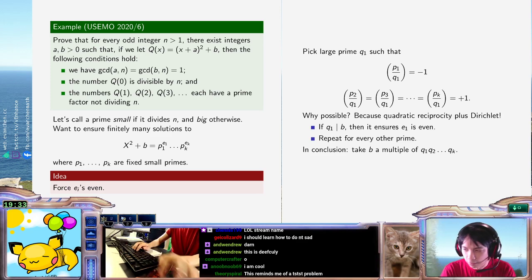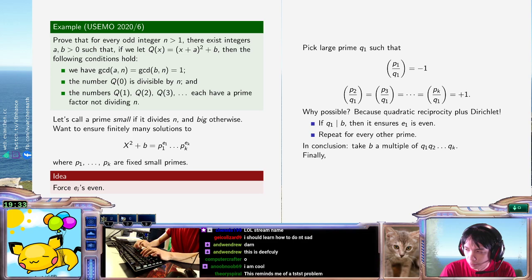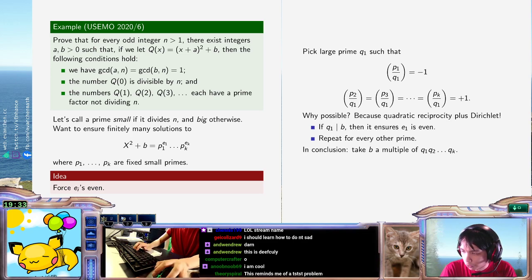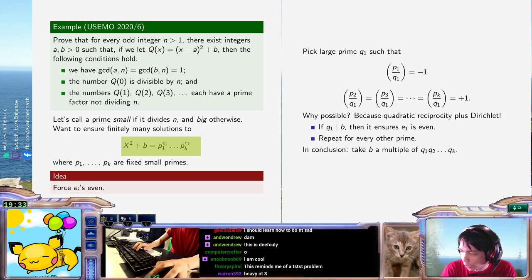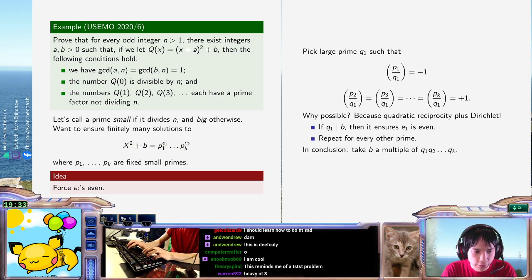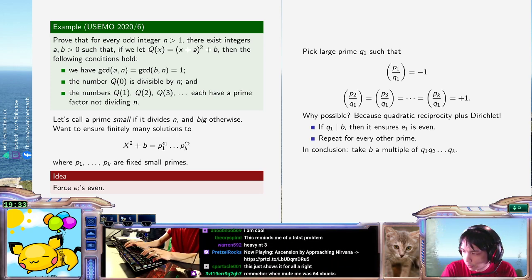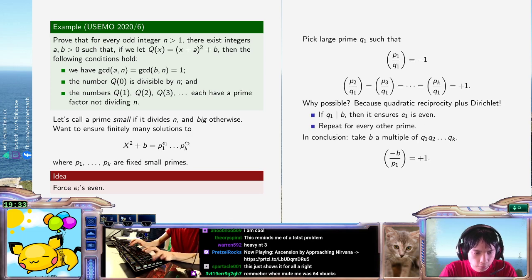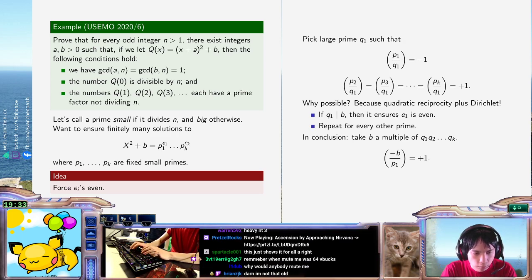So this will ensure that this is true for some sufficiently large a. And finally, the other thing is I want to make sure that it's possible to be divisible by p1. So the other condition I need is to guarantee that negative b should be a quadratic residue mod p1, so that the Q values will actually be divisible by p1.